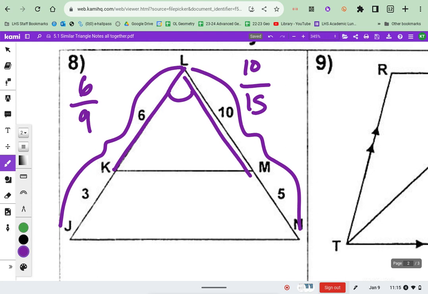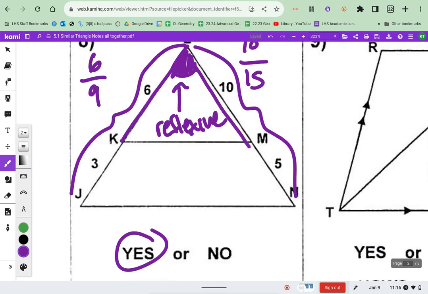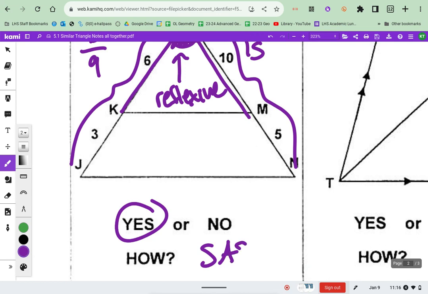Reflexive property, yeah. Because this angle L belongs to the small triangle and to the big triangle. And whenever you have an angle overlap itself like that, angle L has to be the same measurement for both triangles, right? Which means it's congruent to itself. So just FYI, we're using the reflexive property there, which means we have two proportional sides and an angle in between. So this guy is yes, similar by the side angle side similarity theorem.